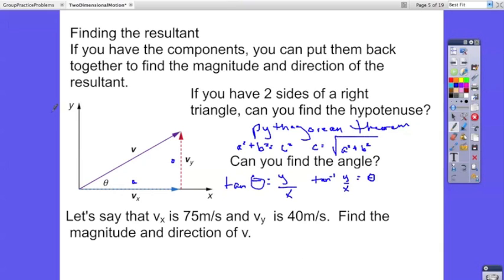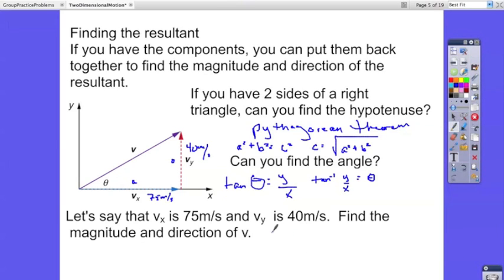Let's say Vx is 75 meters per second. So this side is 75 meters per second. And Vy is 40. So this side is 40 meters per second. Find the magnitude and direction of the velocity. By magnitude, it's find the length of this side. And by direction, it's find the size of that angle.